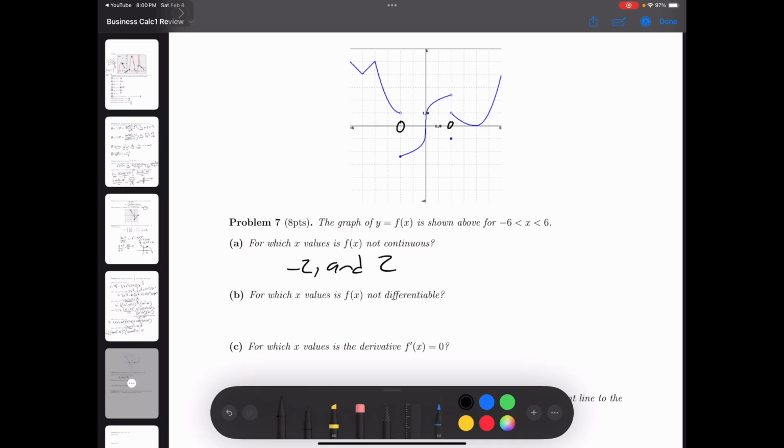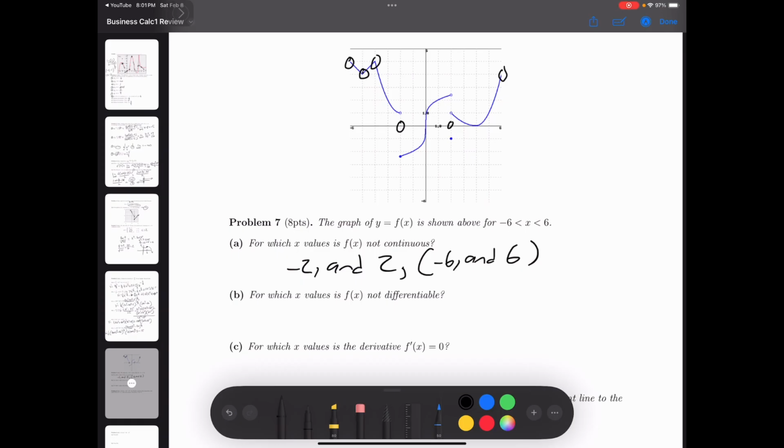B says, for which values of x is f of x not differentiable? That would be at these hard points. If you were being a stickler, you could also say that it's at the edges, because at the edges, for example at -6, I don't have a left-hand limit. So the left-hand and the right-hand limits are not going to agree, and so we're not going to have continuity. We'll ignore the edge cases, but we could say that this is also -6 and 6.